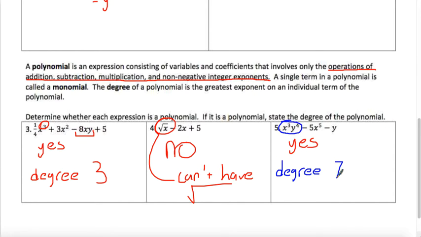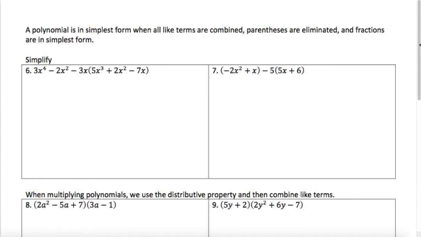Now, that does not mean that you could add those exponents, but for calculating the degree of a polynomial, we're looking at the degree of an individual term, so we do take both those exponents into account. So it's degree 7 and not degree 5. All right, so moving on to simplifying polynomials.